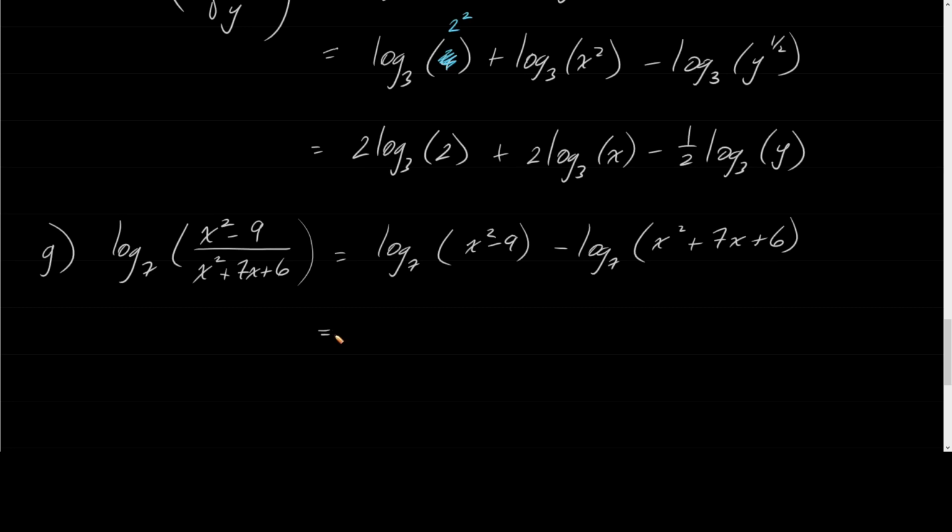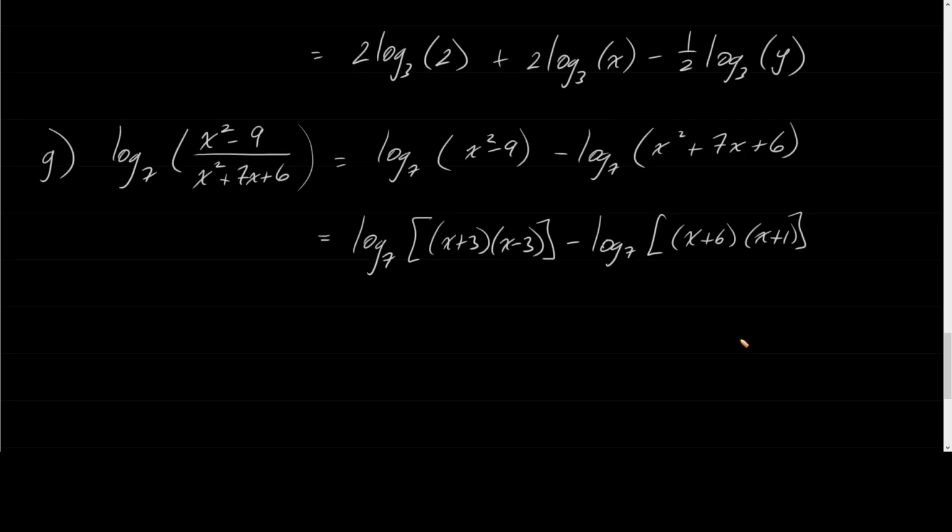Next thing I'm going to do here is, well, I know that x squared minus 9 is factorable. And I also see here that this would also be factorable. So I need to actually factor. And what I'm going to have here is log base 7 of (x plus 3)(x minus 3) minus log base 7 of (x plus 6)(x plus 1).